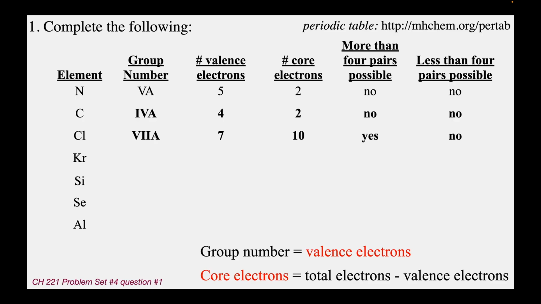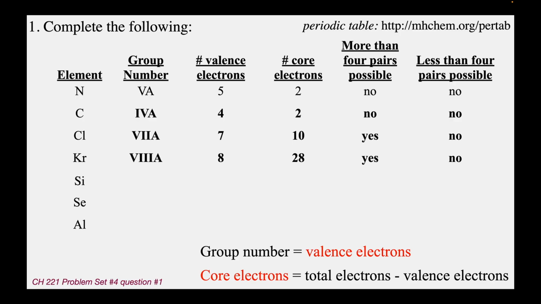So krypton is number 36 on the periodic table. Krypton is in group 8A, so that means 8 valence electrons. Core electrons, total minus valence, 36 minus 8 is 28 core electrons, so a lot of them just sit there. Krypton is definitely third period and lower, so it can make more than 4 pairs, but less than 4 pairs, no. Always going to have at least 4 pairs, at least so far as scientists have seen.